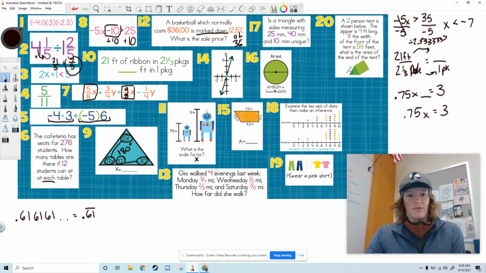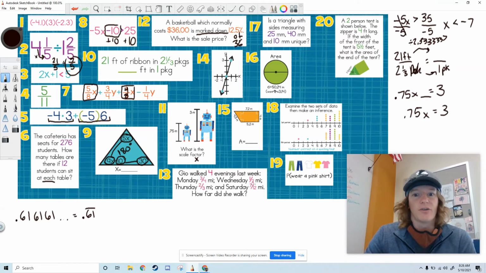Number 13, Gio walked 4 evenings last week. Monday, he walked this far. Wednesday, he walked this far. Thursday, he walked this far. And Saturday, he walked this far. How far did she walk? Well, if we're going to find out how far total she walked, we have to add all of these. And in order to add all of these, we're going to need a common denominator.